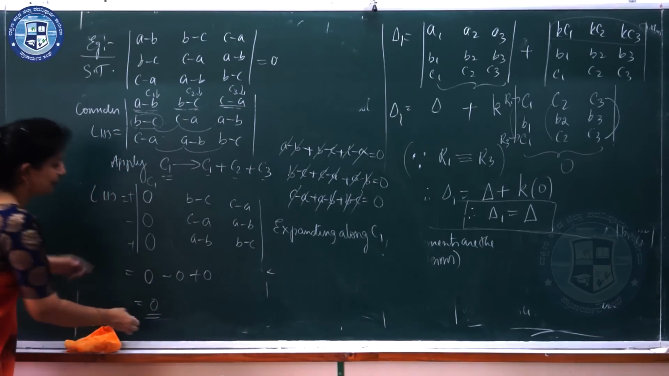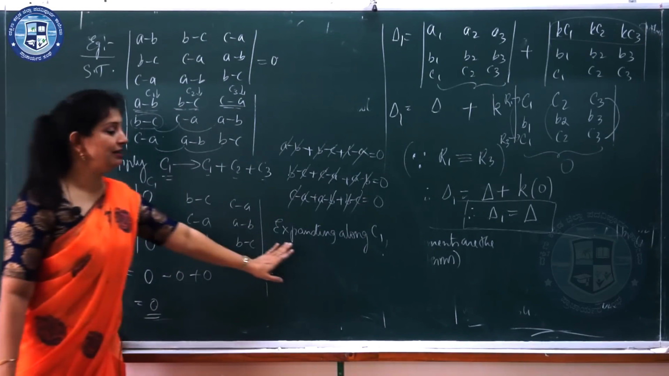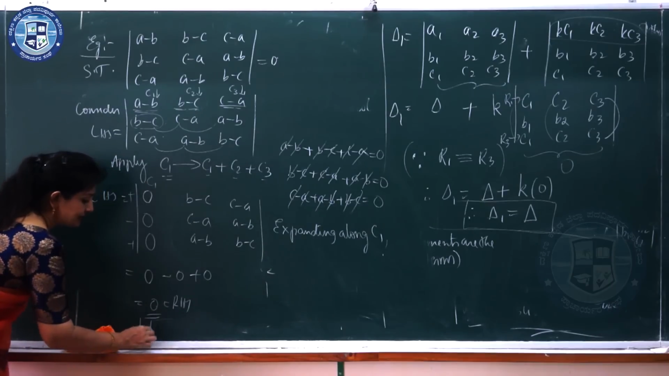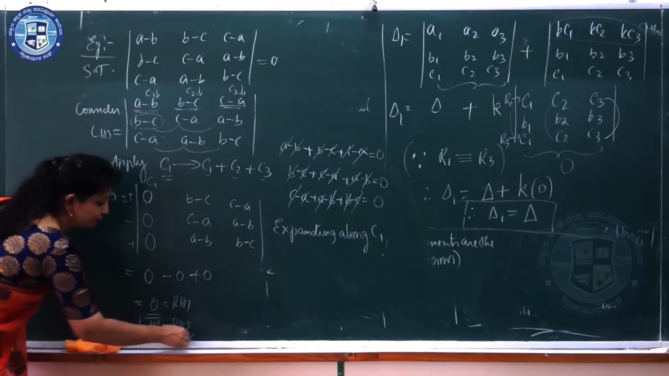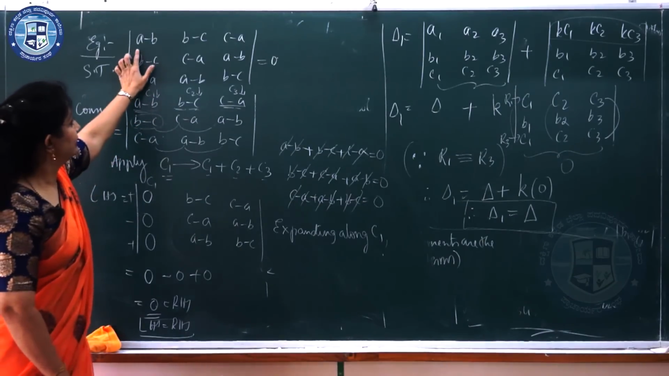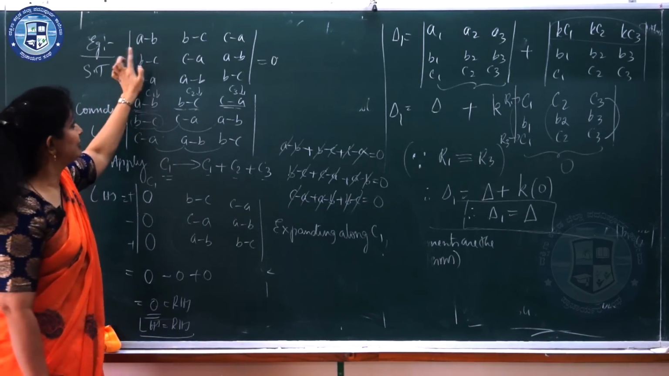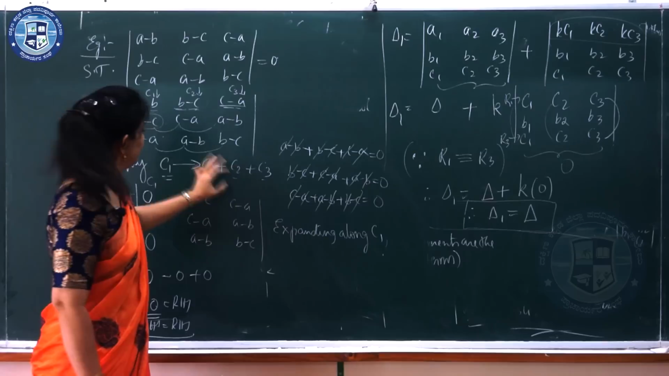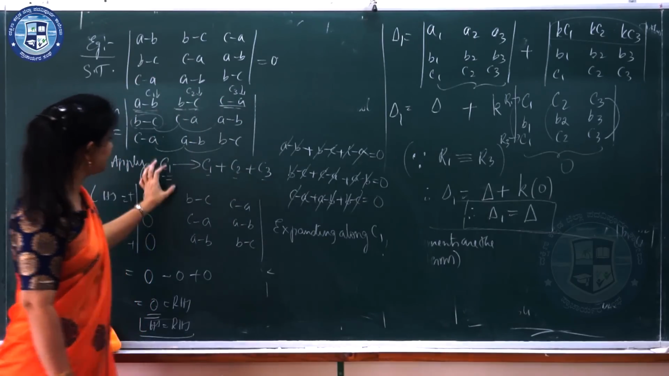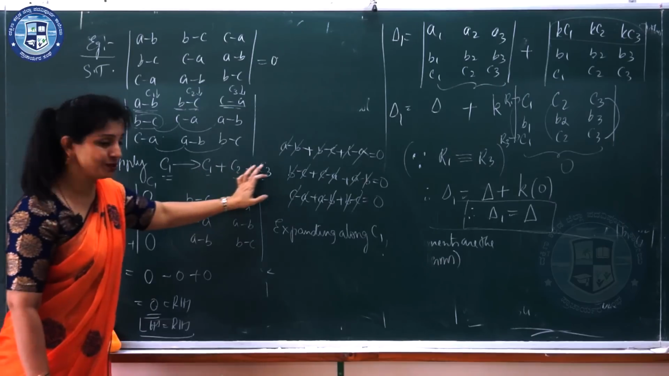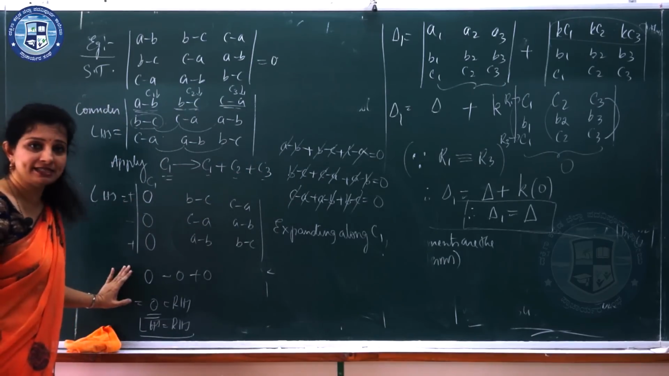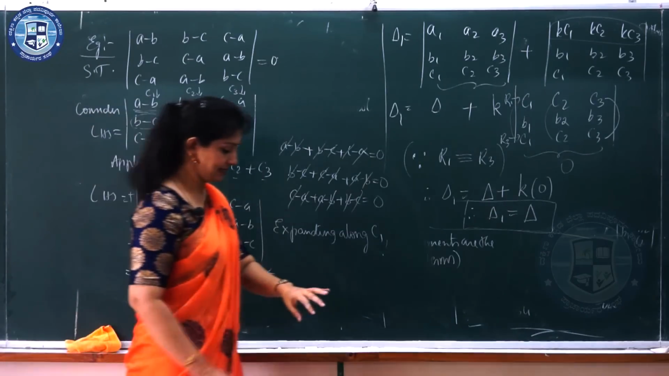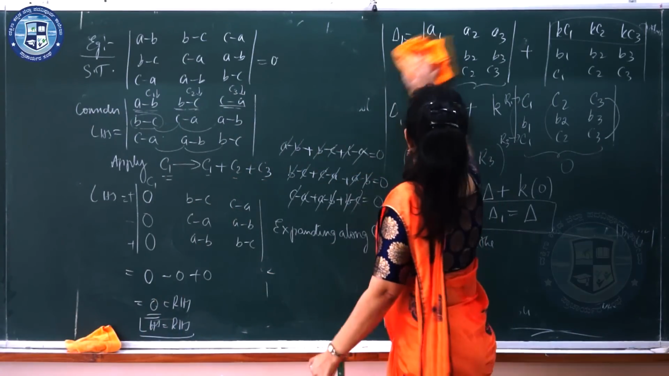Everything is 0 here in column 1. So, when you expand it along C1, the determinant value is 0, which is the RHS. So, LHS is equal to RHS, hence the proof. Here we applied the sixth property, which states that if you change column 1 elements to C1 plus C2 plus C3, the value of the determinant remains the same. So, we applied C1 changes to C1 plus C2 plus C3 and got the same result as RHS.